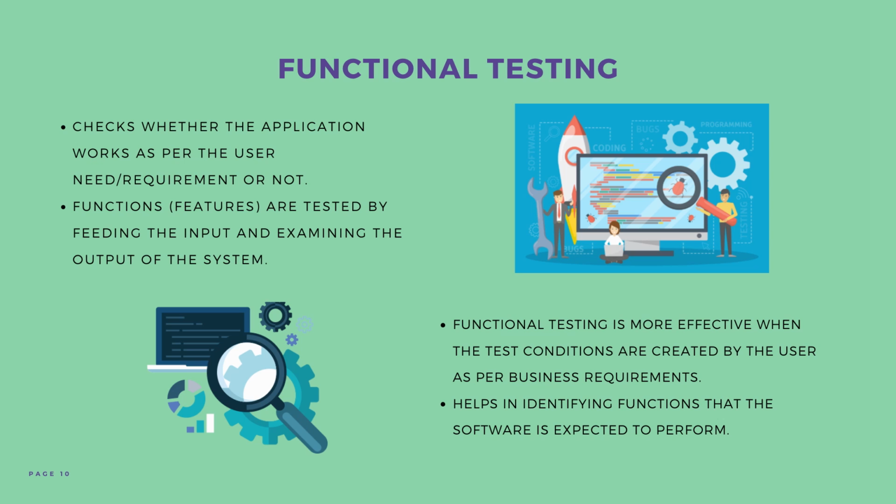Functional testing checks whether the application works as per the user needs or requirements or not. Functional features are tested by feeding the input and examining the output of the system. Functional testing is more effective when the test conditions are created by the user as per business requirements. It helps in identifying the functions that the software is expected to perform.